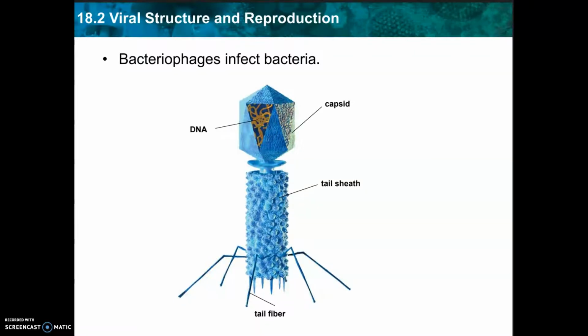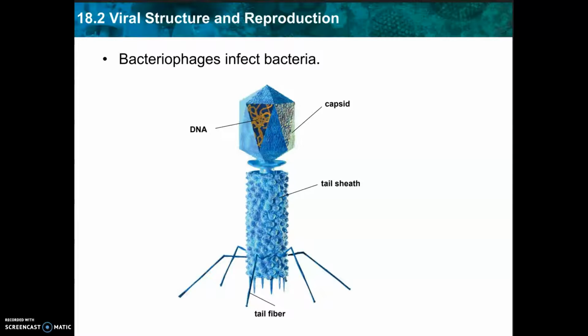All right, now that we've seen 3 different types of viruses, we can look at this general virus just so that we can notice different structures that make up the virus. So what you see here is a bacteriophage. It infects bacteria, right? And this bacteriophage, much like other viruses, is made up of 4 different components.